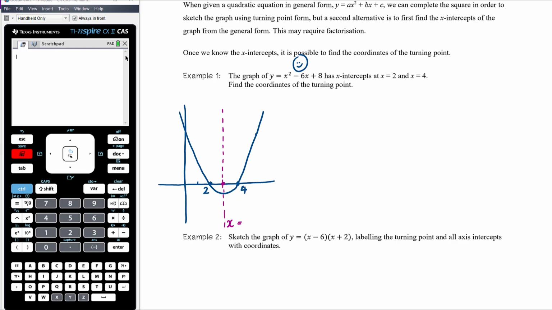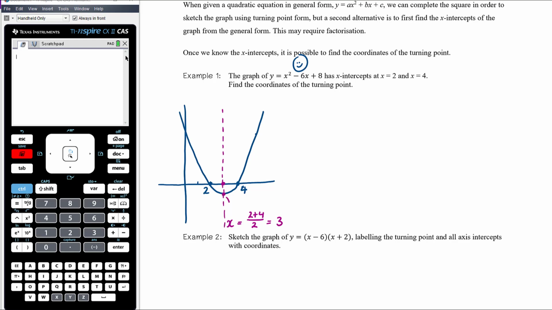But what if my x-intercepts were at 7.8 and negative 15.3? Okay, so to find halfway between any two numbers, we simply add them together and divide them by 2. We average them. Okay, so our x-coordinate of the turning point is 3.